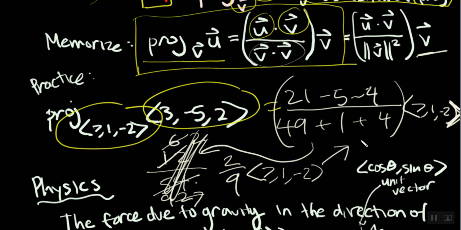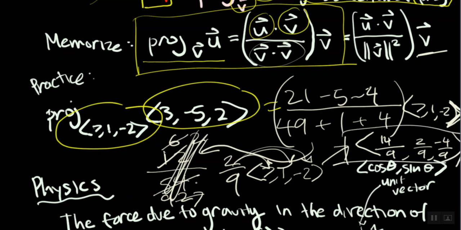And we can simplify this even further by distributing this constant to each of the components. And we end up getting, well, 14 over 9, comma, 2 over 9, comma, negative 4 over 9. And that is our answer. And that is correct according to my answer key.